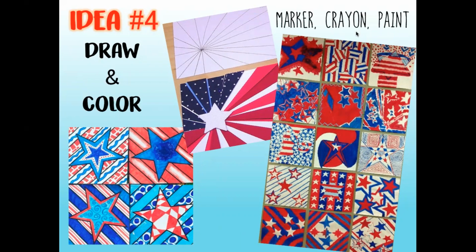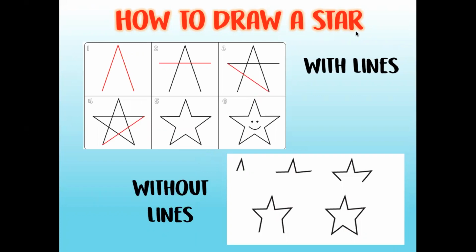It could be just one star, it could be lots of stars. You could make the stripes go in different directions. You could add patterns to your stripes. The point is to just continue using those symbols of our flag. What you might want to do is get some practice in of how to create a star.